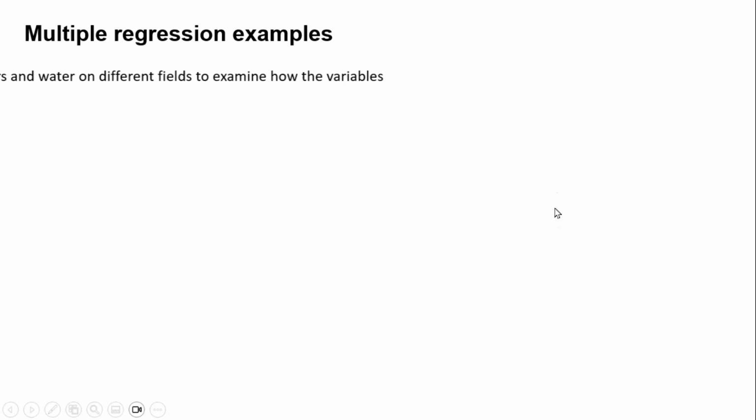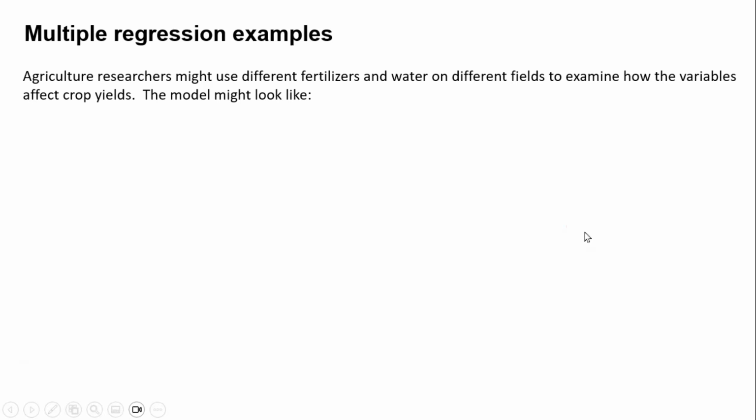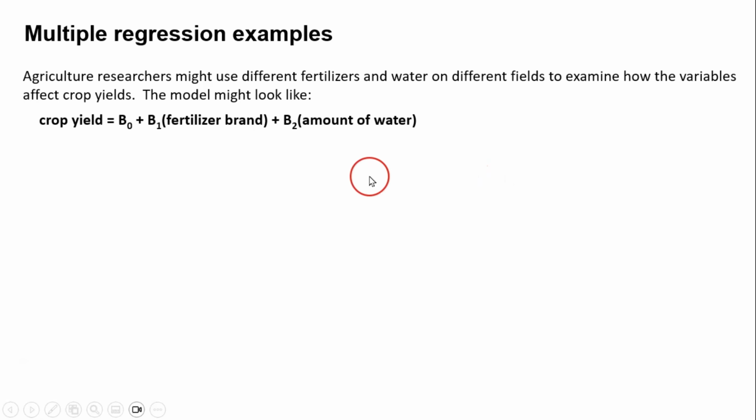So here's a couple of examples. Agriculture researchers might use different fertilizers and water on different fields to examine how the variables affect crop yields. The model might look like this. So you're trying to predict crop yield, and I'm using the terminology here: those B's are the coefficients. B sub naught is just the y-intercept. And the model then might have as the first, a B1 coefficient for the fertilizer brand, and a B2 for the amount of water.